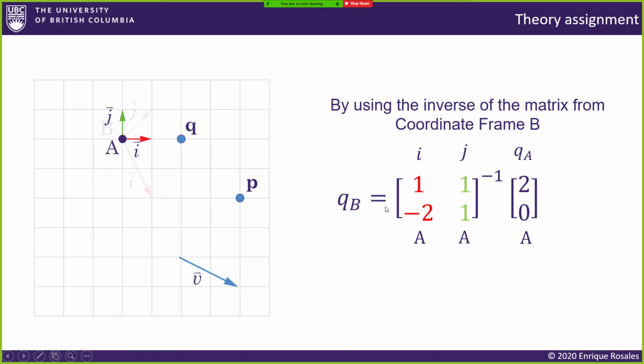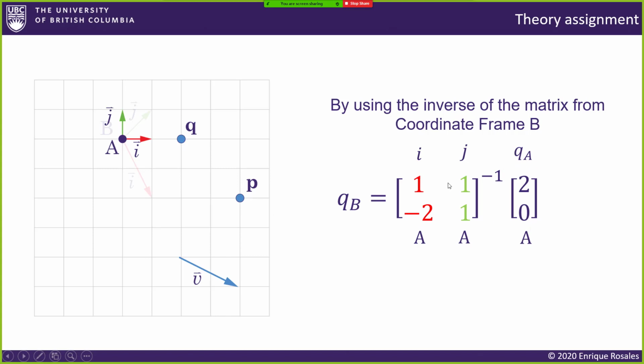Good. Now let's see what happens with the other column vector. The other column vector is the tip of the basis vector J from B with respect to coordinate frame A, right? But again, assuming that they all start on the same origin. So this is the tip, the coordinate is 1, 1. This is 1, 1. Yep. And we need to take the inverse of that matrix, and we need to multiply that times the coordinates of this point Q with respect to A.